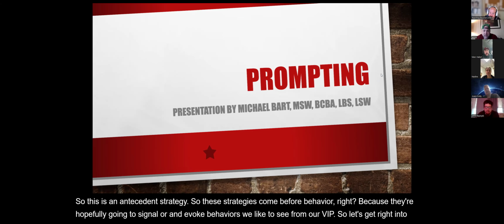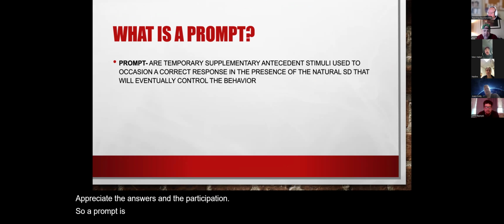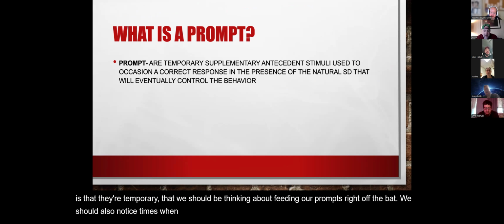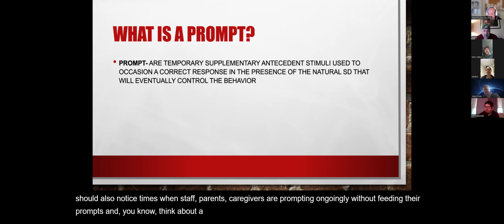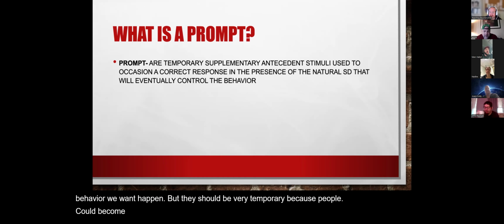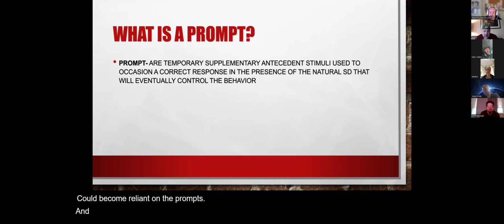So prompts are temporary, and that's really important. The first part of this prompt definition is that they're temporary, that we should be thinking about fading our prompts right off the bat. We should also notice times when staff, parents, caregivers are prompting ongoingly without fading their prompts. And think about a prompt as a way to make a behavior easier, a way to make the behavior we want happen, but they should be very temporary because the client could become reliant on the prompts and then need them always to engage in that certain behavior.